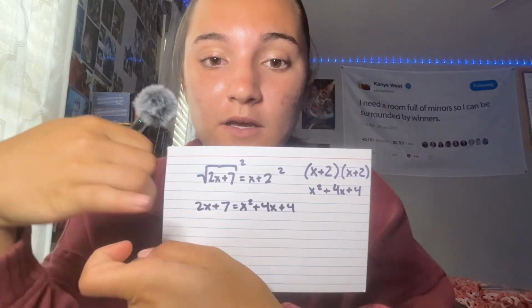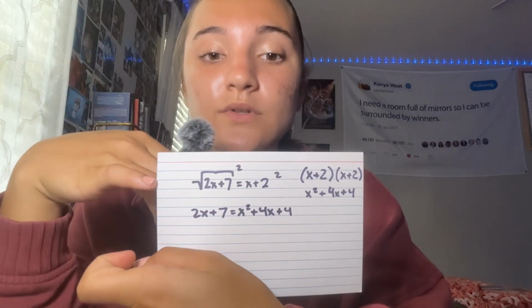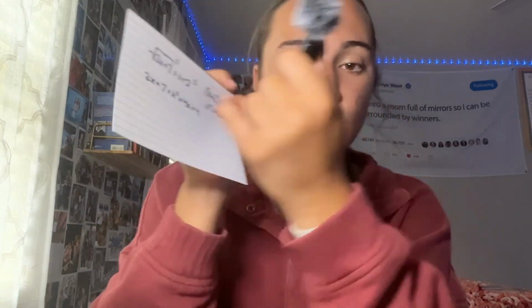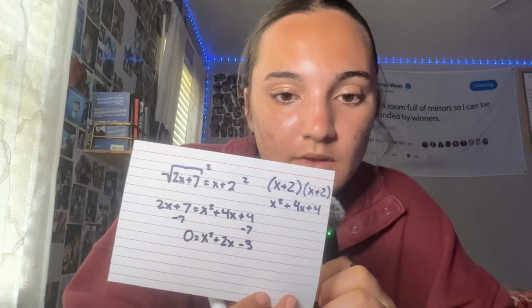Yeah. Now you have your fun equation of 2x plus 7 equals x squared plus 4x plus 4. So, of course, subtract everything on this side of the equation, so that equals 0. Of course, simple quadratic equation. You've got x squared plus 2x minus 3 equals 0.